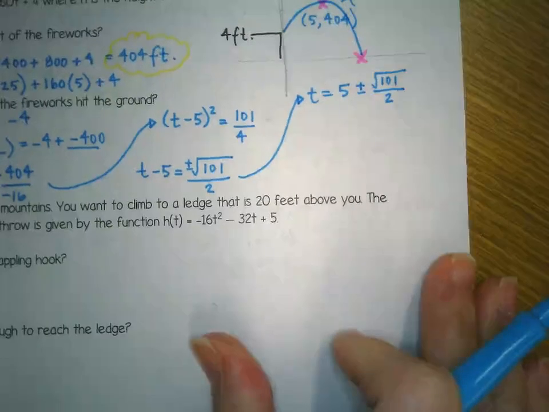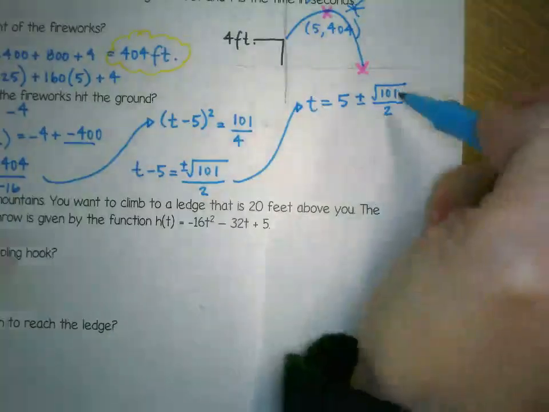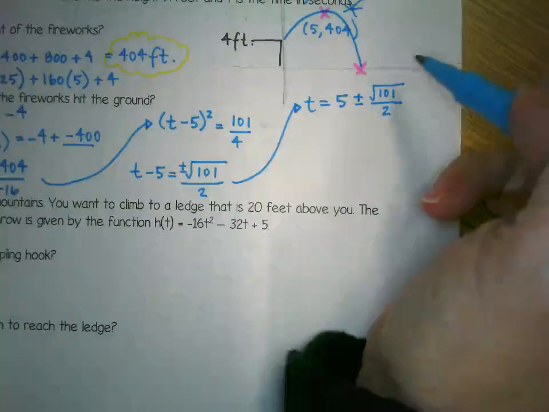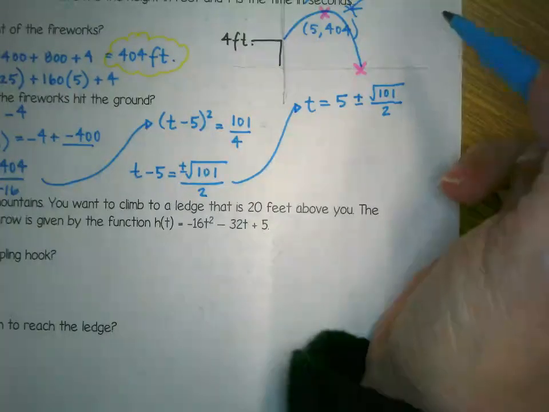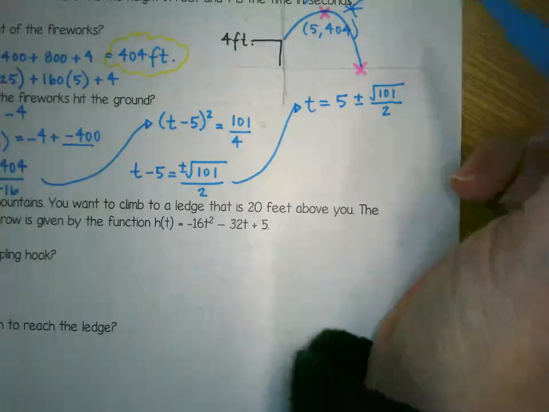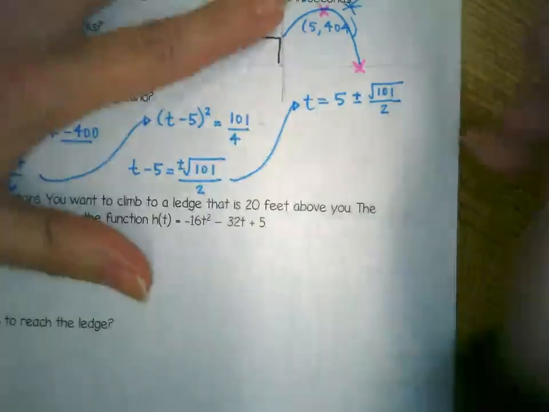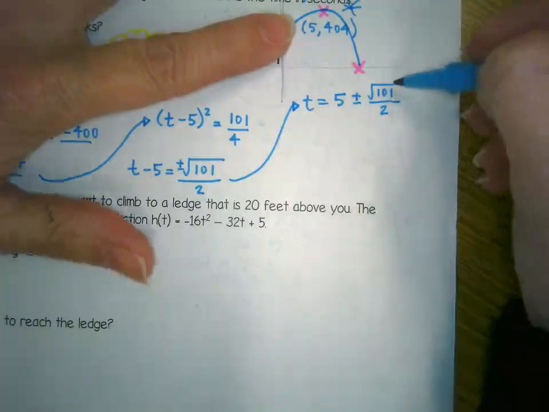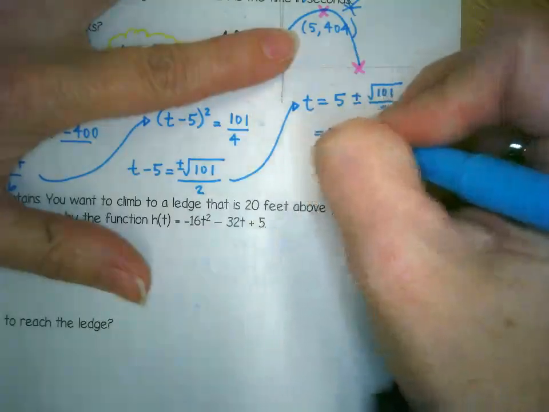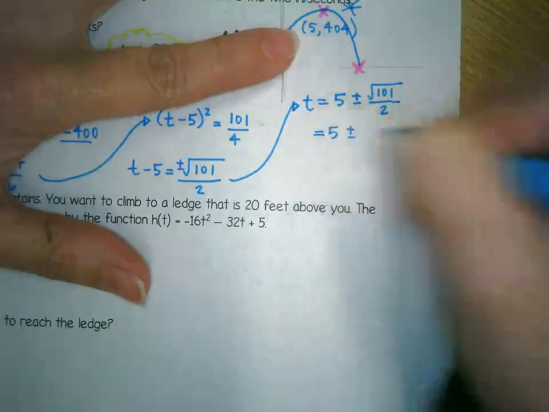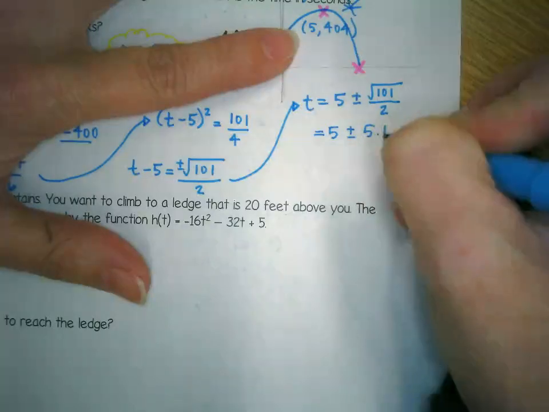Now I'm going to do some estimating here. The square root of 101 couldn't be any closer to 10, right? But we'll just say it's a little more than 10. So if this is a little more than 10 divided by 2, then this is going to be a little more than 5.